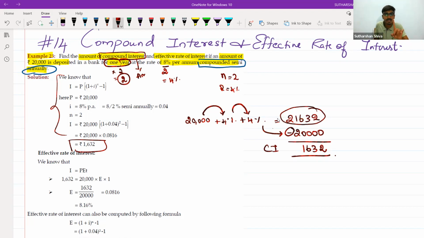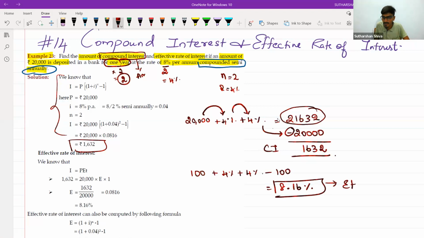So இதுல நம்ம என்ன ட்ரிக் ஏற்கனவே பார்த்தோம் அப்படின்னா, press 100 plus 4% plus 4% minus 100. நம்ம 100 நம்ம assume பண்ணிக்கிறோம். அப்ப அதை remove பண்ணிடுறோம். Finally, we are getting 8.16%. So this is my effective rate of interest and this is my compound interest.